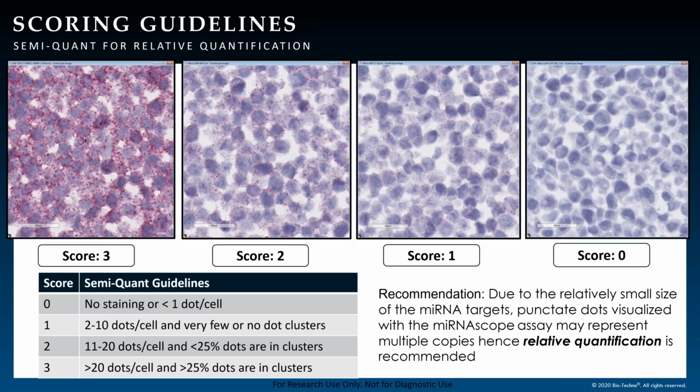Please note that due to the relatively small size of the microRNA or ASO or siRNA targets, the punctate dots seen under the microscope may represent multiple copies. As a result, we recommend our users to interpret the data by relative quantification, meaning that they should always use the scramble probe negative control as a baseline for measuring the change in the target probe expression.